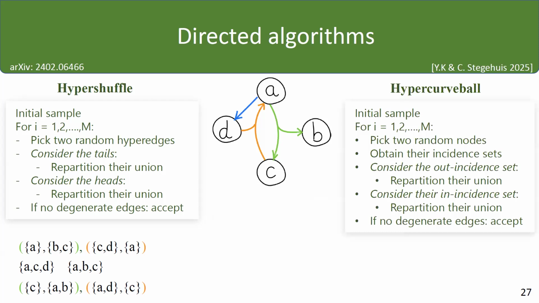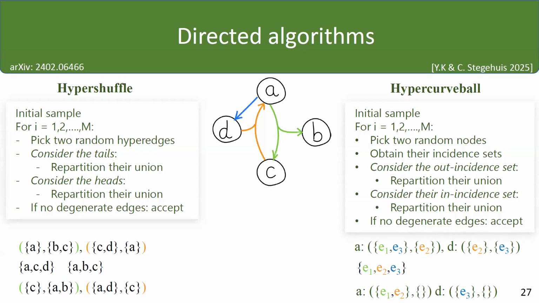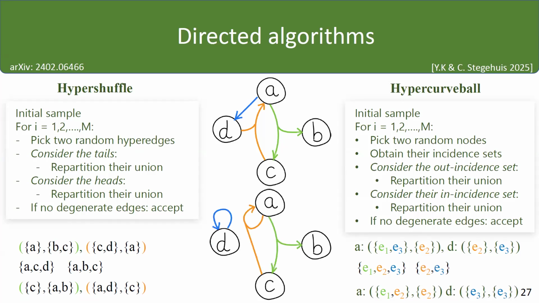And similarly for the hypercurveball algorithm, we pick two nodes. And now their incidences also have a direction. So we have out incidences and in incidences. We first look at the out incidences and we repartition, and then we look at the in incidences and we repartition. And we obtain this one. So it's the same strategy as before, and also the same theory that we presented before holds here as well. So we also know that these algorithms give us the uniform samples.